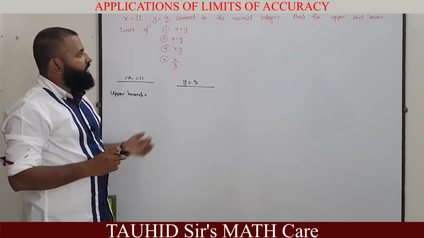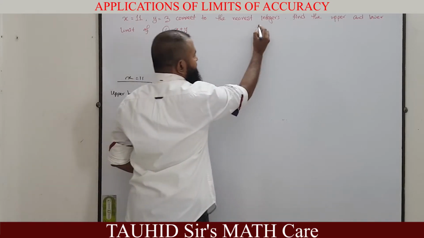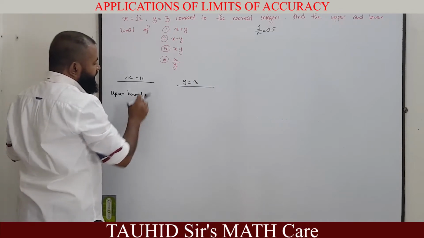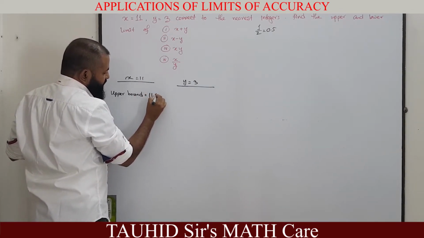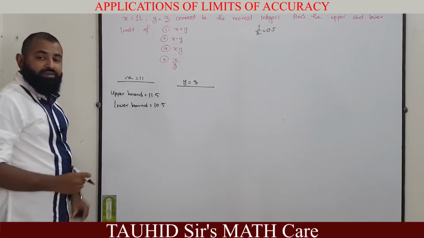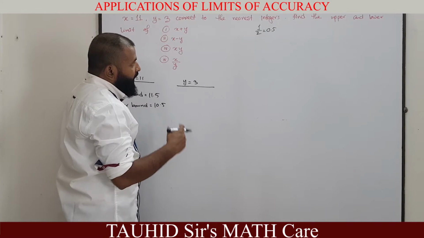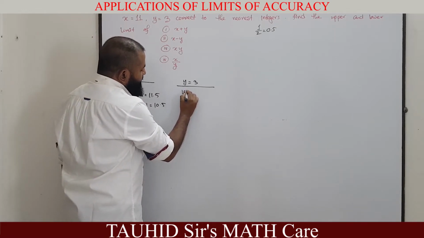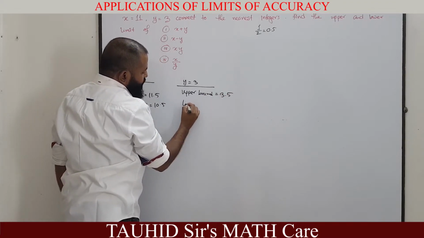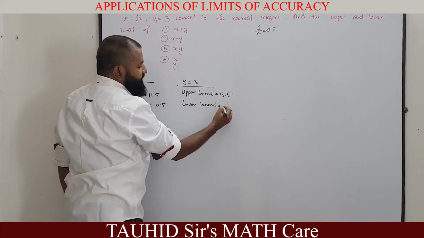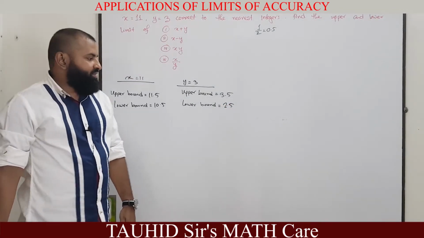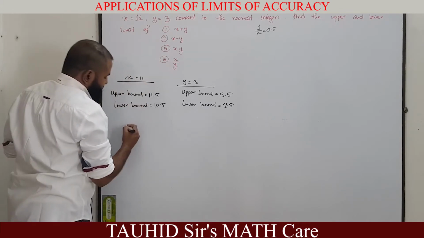Before beginning any maths, we will define the upper bound and lower bound of x and y. As x equal to 11 correct to nearest integers, that means nearest 1, 1 by 2 equal to 0.5. So upper bound will be 11 plus 0.5, that means 11.5, and lower bound will be 11 minus 0.5, that means 10.5. And what will be the upper bound for y? 3 plus 0.5, that means 3.5, and the lower bound will be 3 minus 0.5, that means 2.5. We got the upper bound and lower bound for x and y. Now let's start the math.